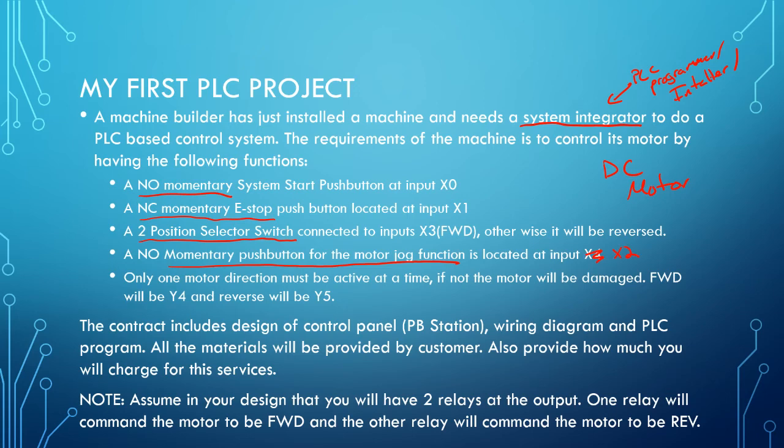Only one motor, which is going to be, actually, we're going to use this as the black button. Only one motor can be active at a time. If not, the motor will be damaged. Okay? So the control relays are going to be control relay 1 and control relay 2.